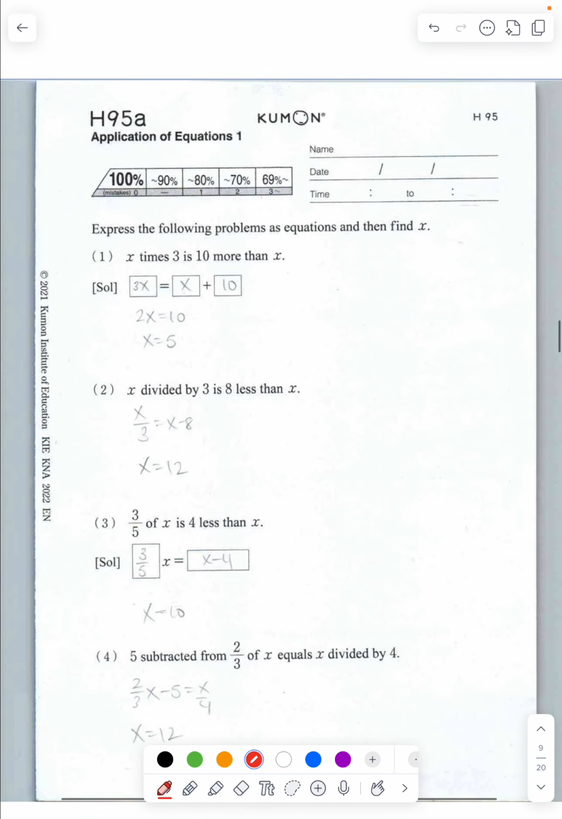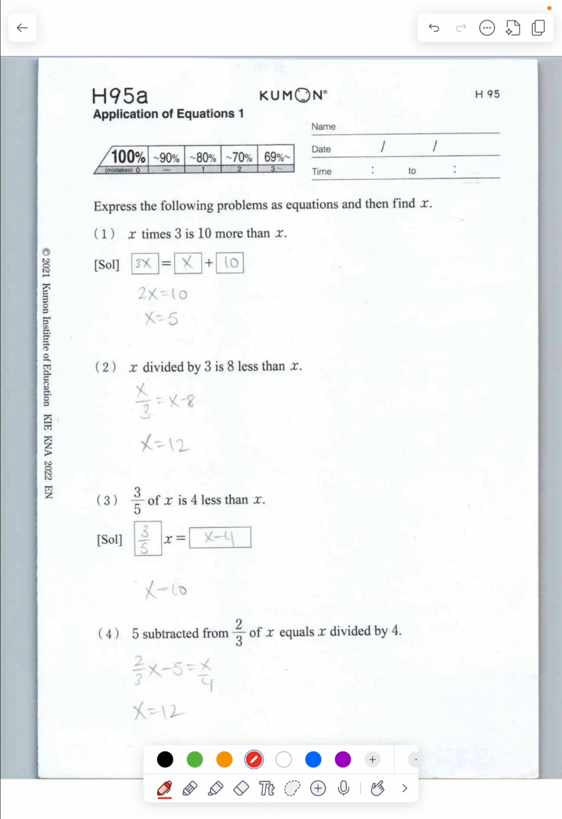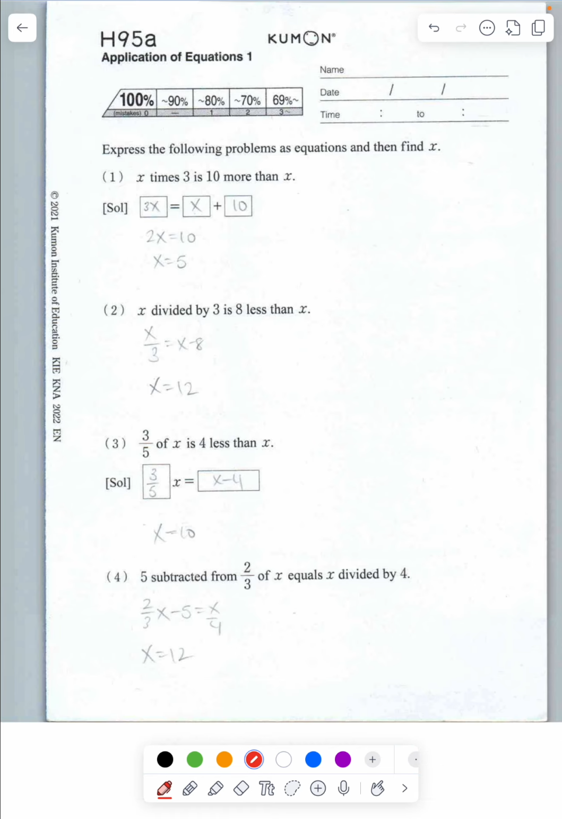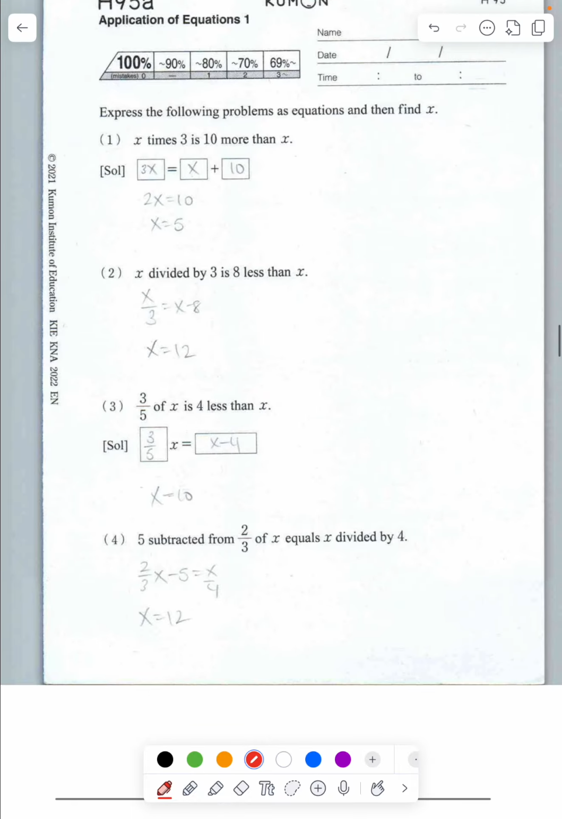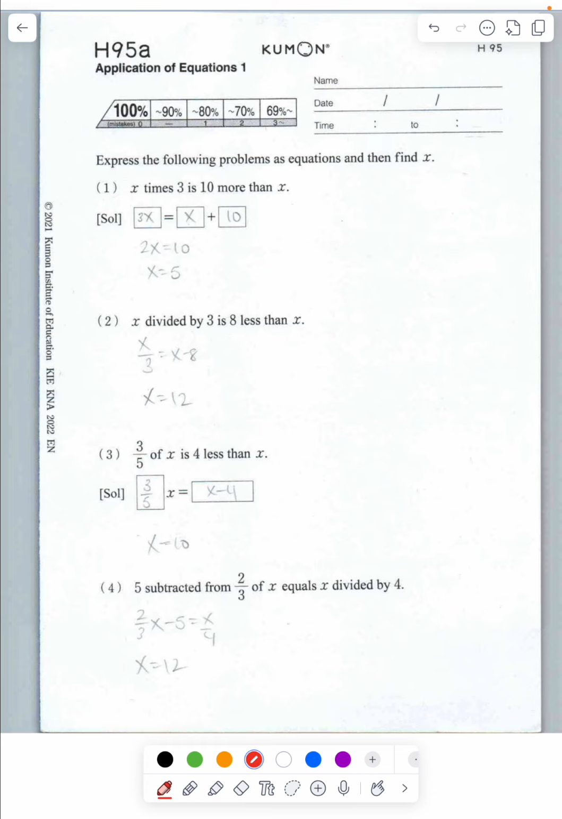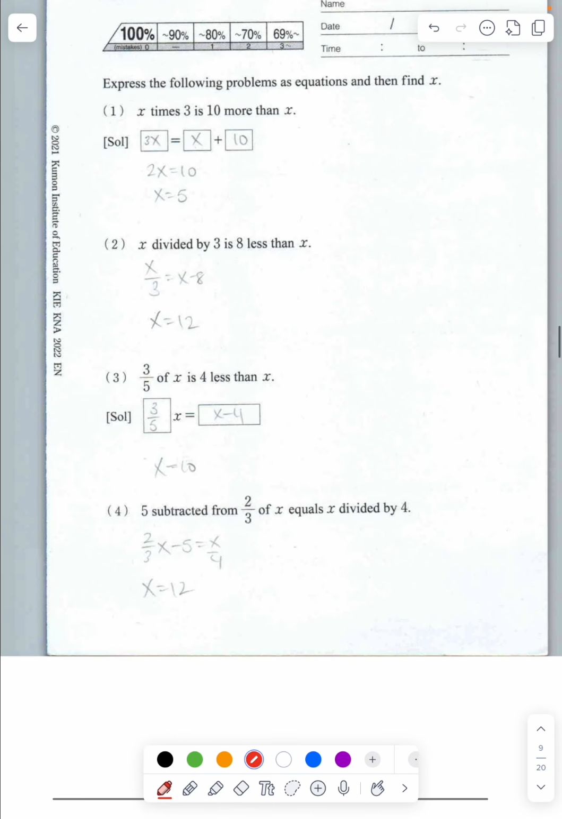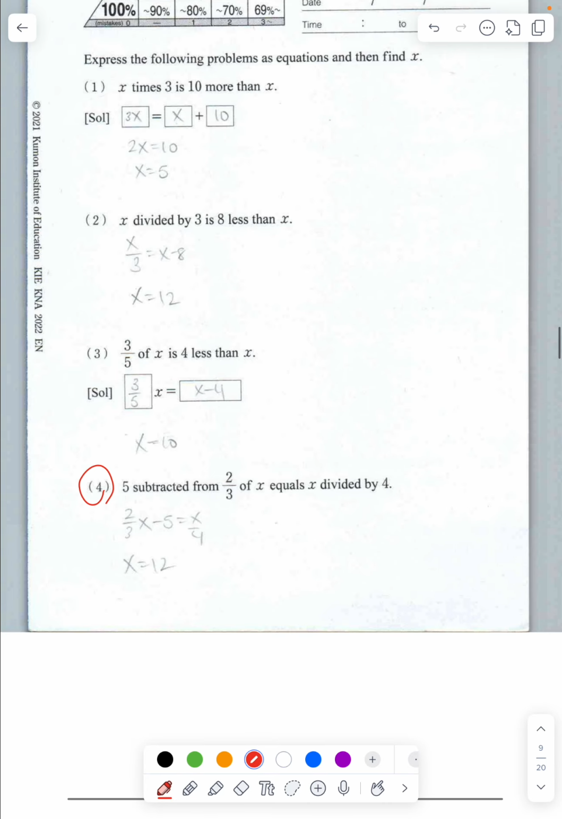All right, so now let's go to the other test. Good luck. Within 30 minutes, let's see. All right, 95A. All right, so this one gets a little bit tougher, okay? So we're going to be looking at question number 4, okay?